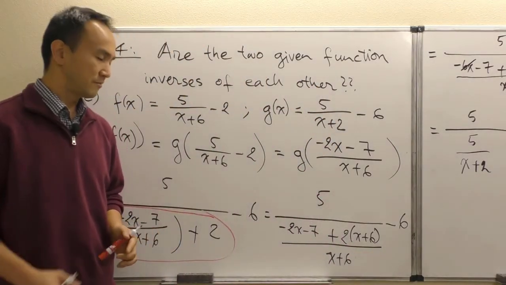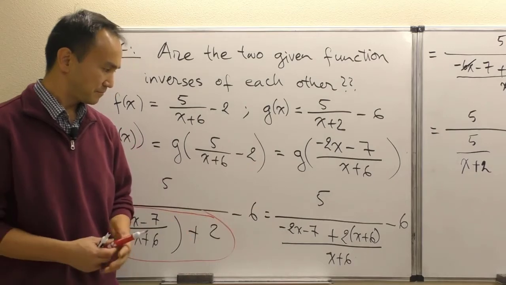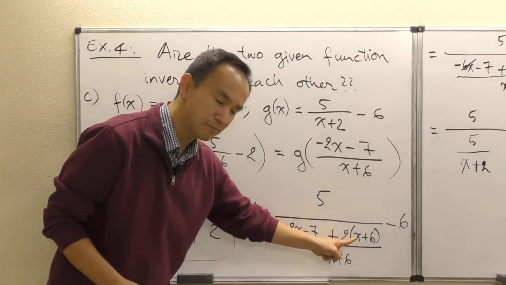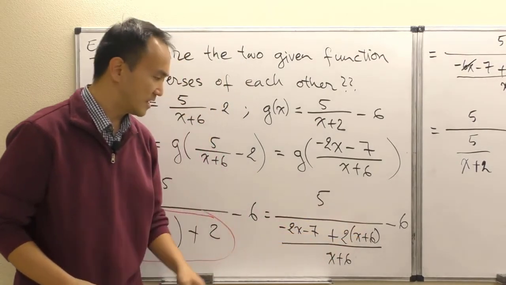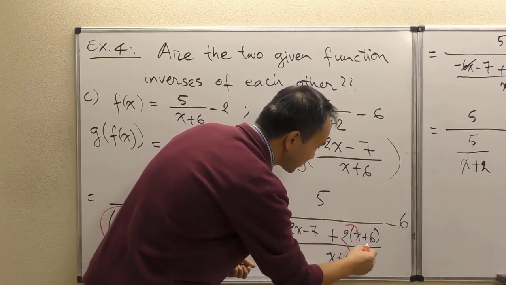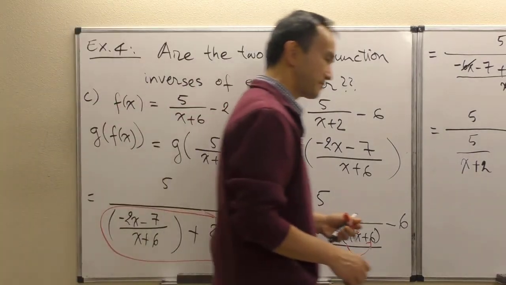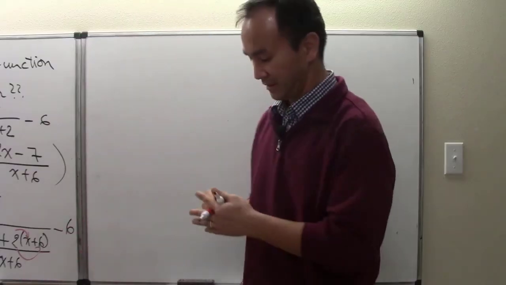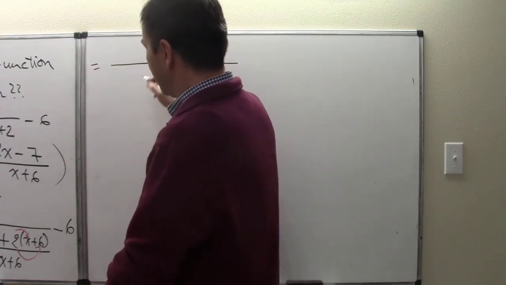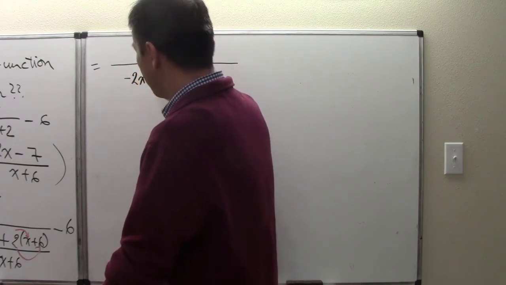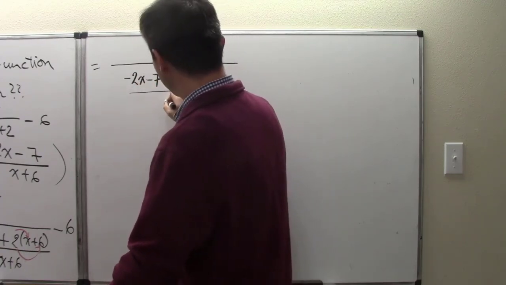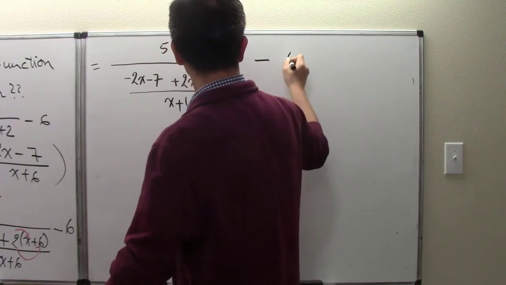All right. And so now in my next step, I can just go ahead and distribute that 2 for each term here, because right now it's in product form, 2 times in quantity x plus 6. So I'm going to distribute 2 for each term there. So in that way, in my next step, 5 over, so there's a minus 2x minus 7 plus 2x plus 12 all over x plus 6, and then now minus 6.